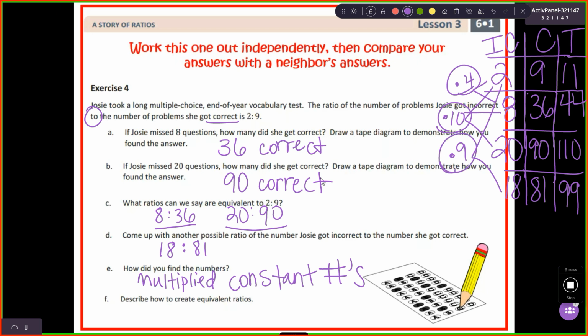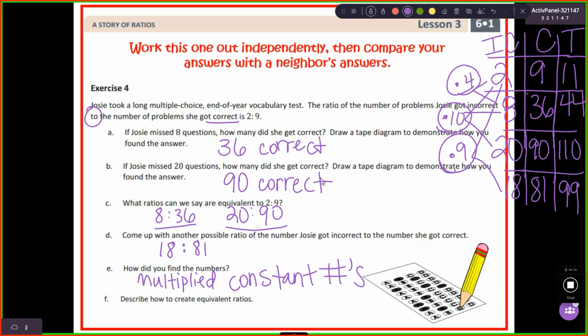Okay, so how did we find these numbers? We multiplied our constant numbers. Now, we are not going to have to describe or create equivalent ratios because E and F is basically describing the same thing. Equivalent ratios you can multiply or divide by constant numbers. E and F are the same thing, but instead of just saying multiply, did we ever divide on that table? No, ma'am. F, you multiply or divide by constant numbers. So if you don't know that, I would suggest you write it down.